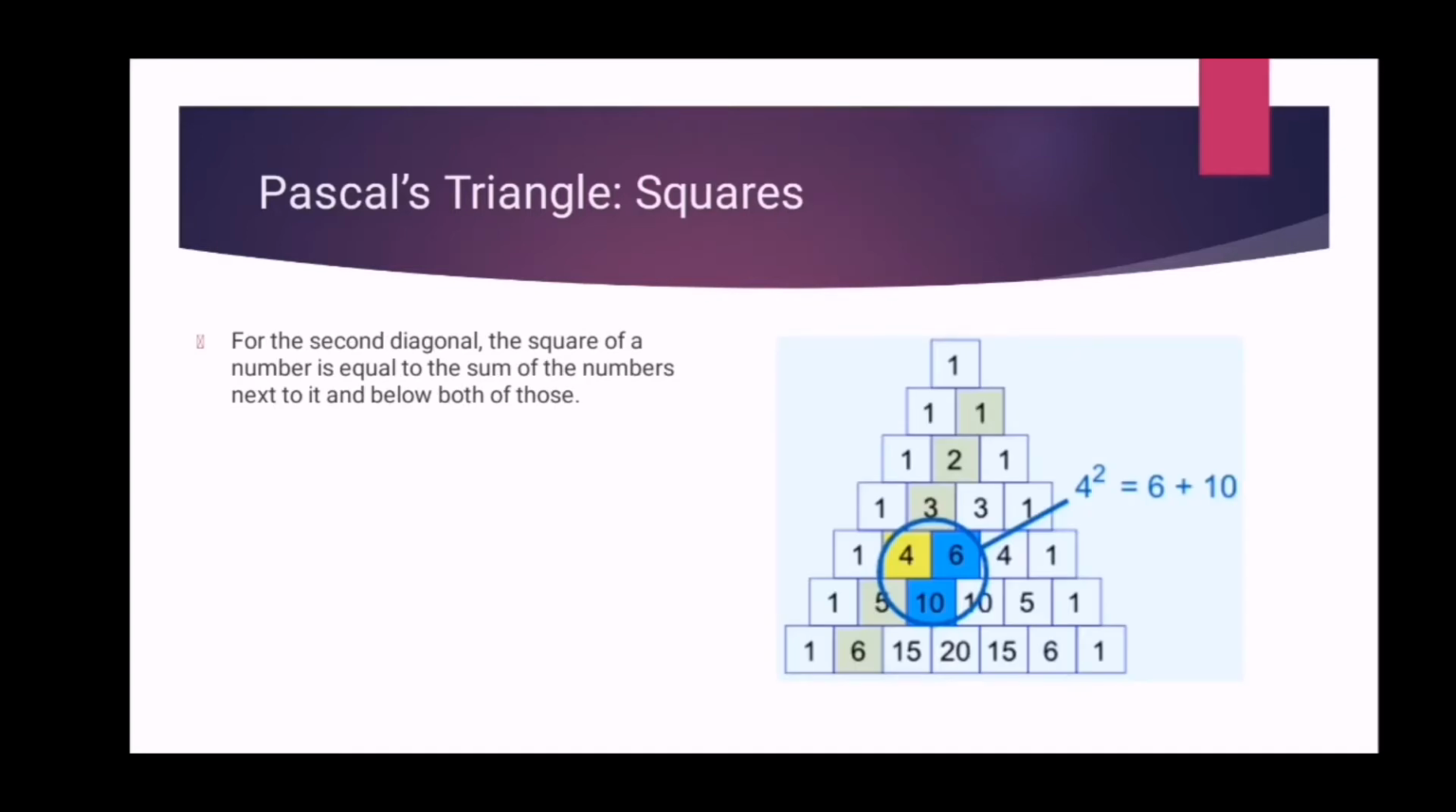The next example of patterns in Pascal's triangle is squares. For the second diagonal, the square of a number is equal to the sum of the numbers next to it and below both of those. So, you can see in the illustration that 4 raised to 2 is equal to 6 plus 10, which is beside the 4 and below them both. So 4 squared is equal to 6 plus 10, which is 16, and 16 equals 16.